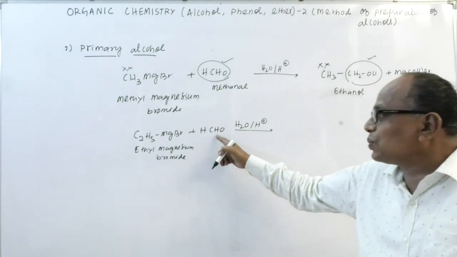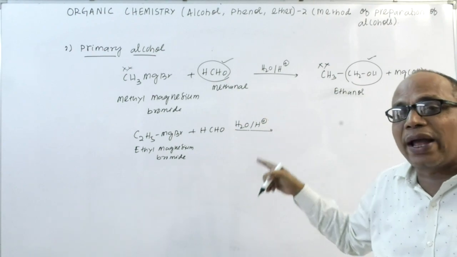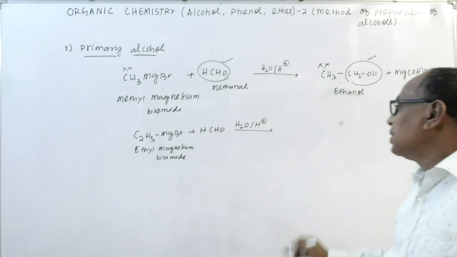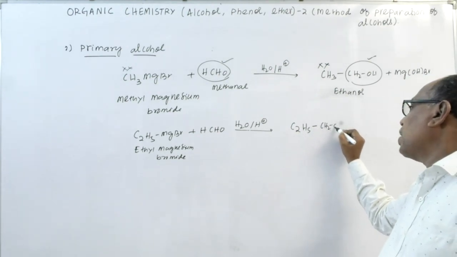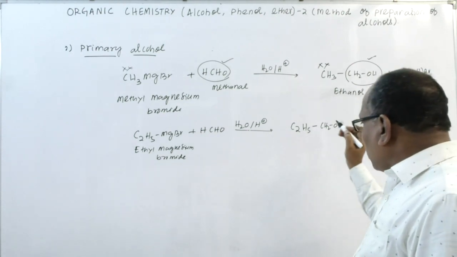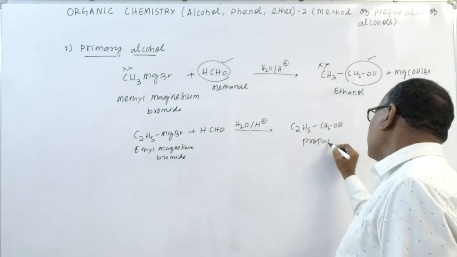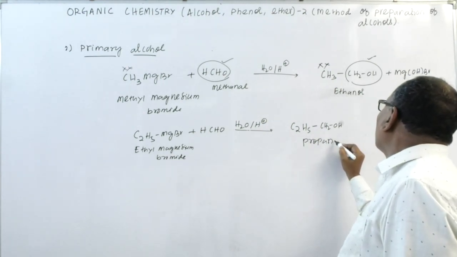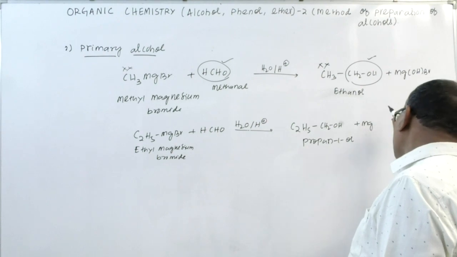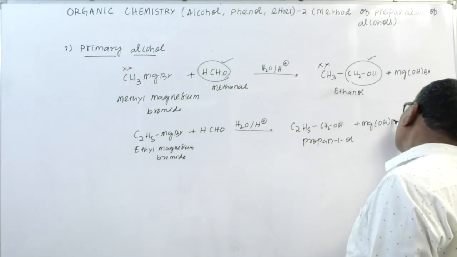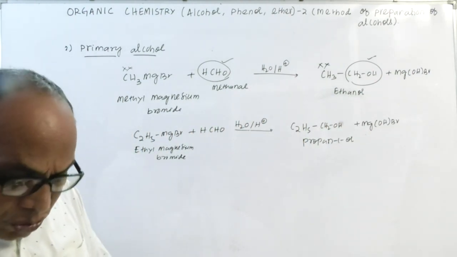From this one you can write CH2OH. Now C2H5CH2OH. The product is what? C2H5 from the Grignard reagent and CH2OH from formaldehyde. It gives propan-1-ol plus magnesium hydroxide bromide. Try to complete this.